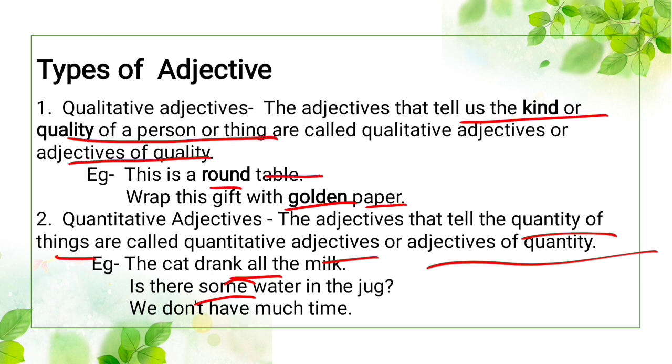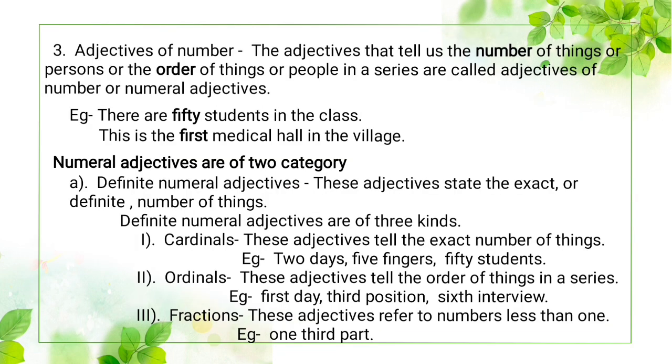Next example is we don't have much time. Here we can see that the word much is describing the quantity of the time. Next type is adjectives of number. The adjectives that tell us the number of things or persons or the order of things or people in a series are called adjectives of number or numeral adjectives.